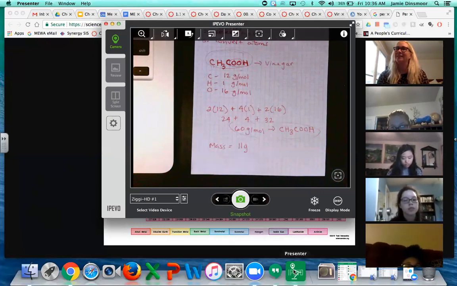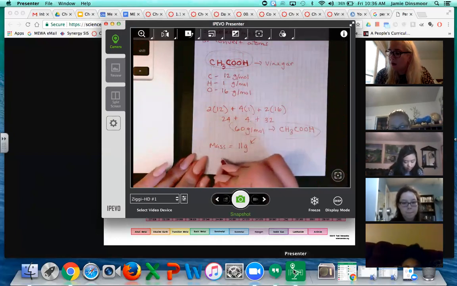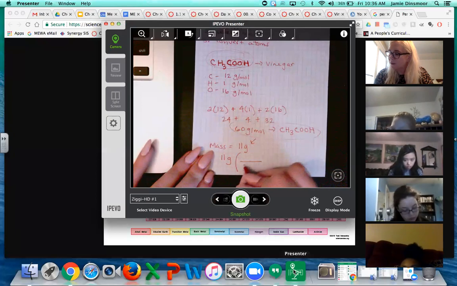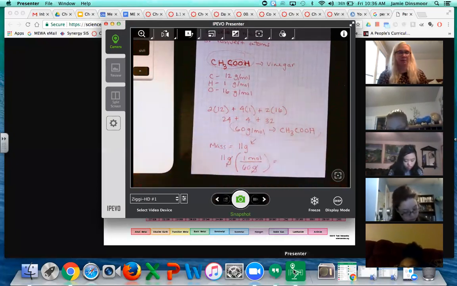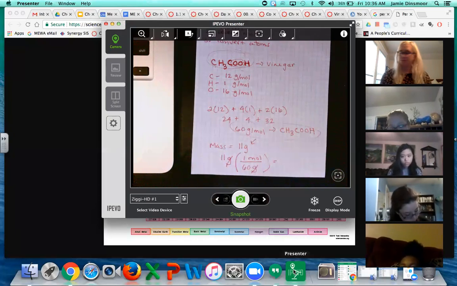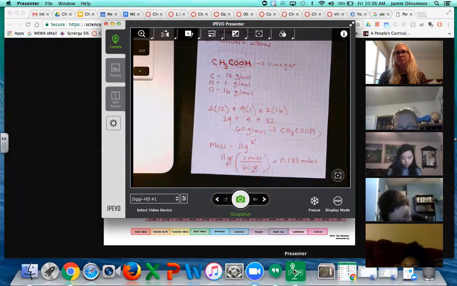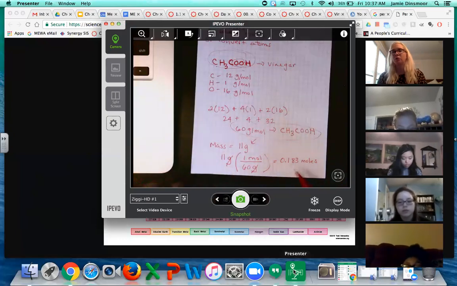Now can we find the moles? Very easily, right? That would be finding the moles in our sample. So all we would do is say, in our sample we have 11 grams. Do our dimensional analysis. We know that there are 60 grams in 1 mole. Our grams will go away, and we end up getting 0.183 moles. Now, we can take that and we can convert to atoms.